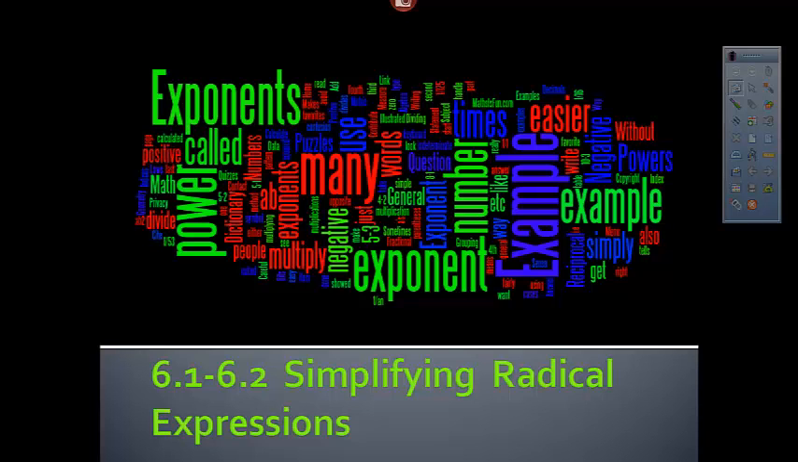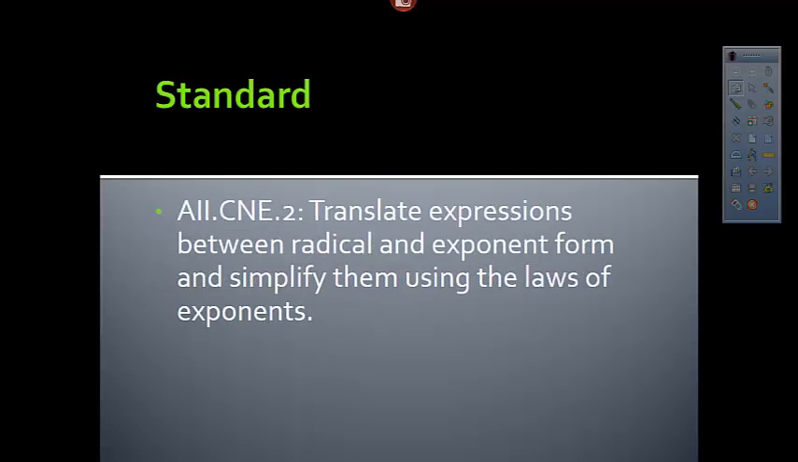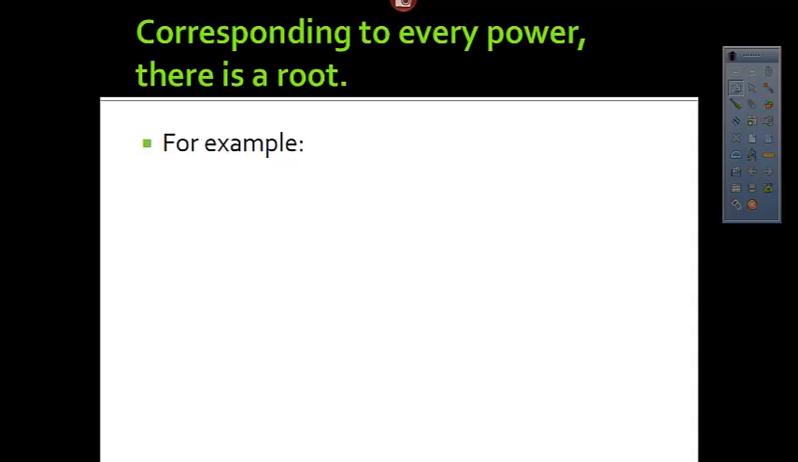Okay, this is simplifying radicals and radical expressions. The learning objectives for today are to evaluate different degree roots, and to simplify, multiply, and divide radical expressions by using radical properties. So here are your standards.